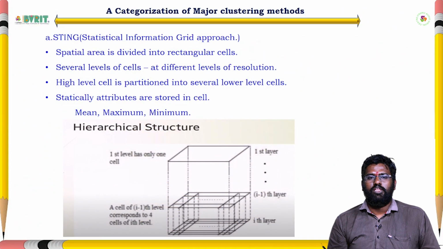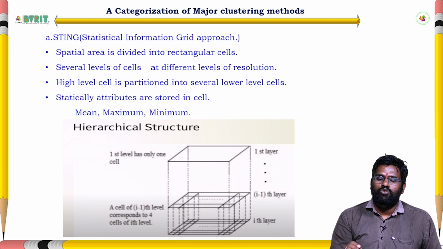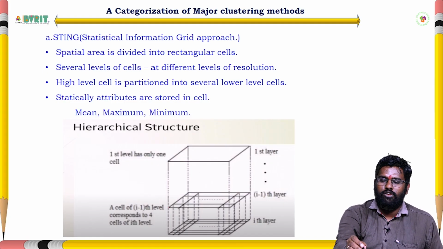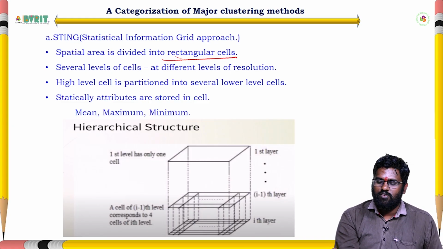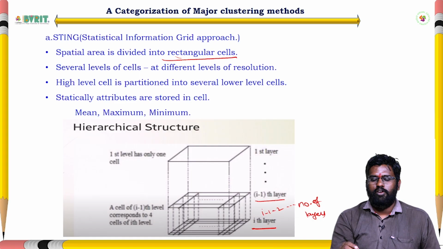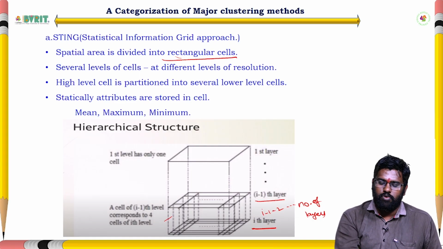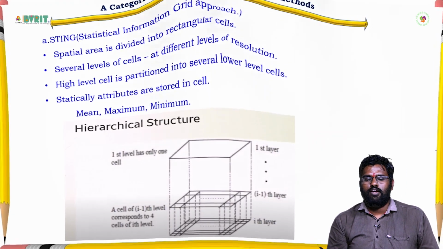Now I will show you with an example, and you will understand. Coming to the first grid method, STING. STING means Statistical Information Grid approach. Here we show everything in a rectangular format, dividing it into rectangles with different levels of resolution. These are the levels: the ith layer, the (i-1) layer, the (i-2) layer, and so on, with n layers divided into cells. We show attributes like the minimum value and the maximum value.